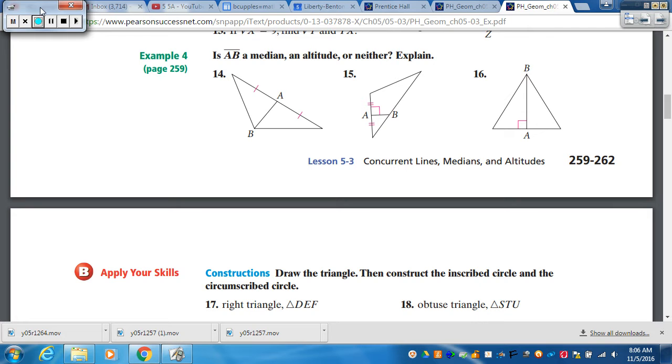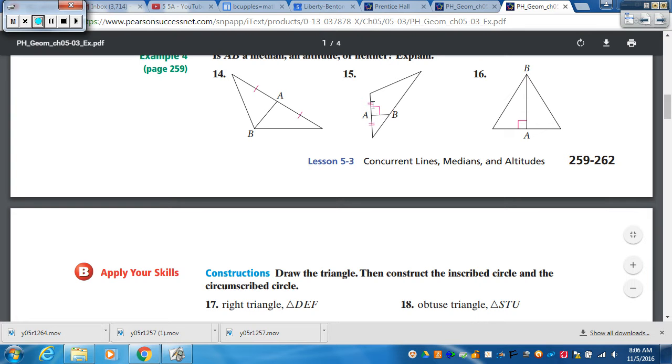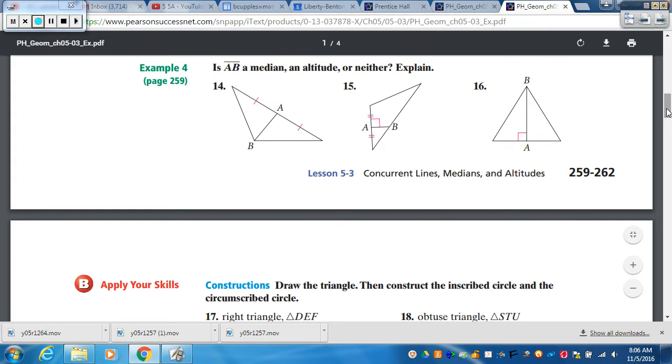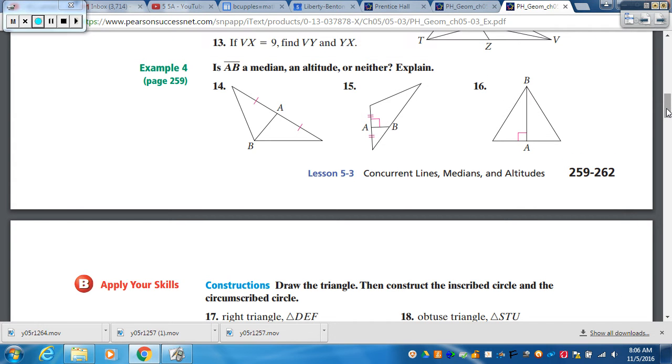Number 15, what I want you guys to see as you look at this problem, first of all, it's a right angle, so we know the line is going to be perpendicular. And then it's also cutting this segment in half, and you guys know that to be bisector, so AB is the perpendicular bisector of that side. Now, if you notice the directions, is a median or altitude or neither? In this case, you can either put neither or a perpendicular bisector.